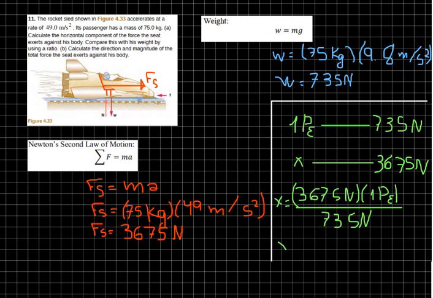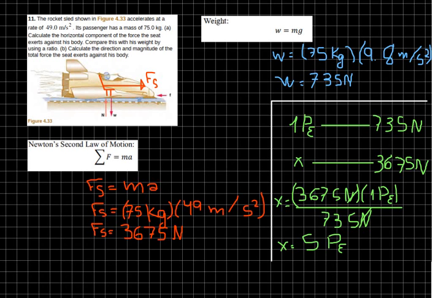Alright, so here we can cancel the newtons. What will remain is planet Earth. So 3,675 multiplied by 1 is going to be the same, but that divided by 735 is going to be 5 planet Earth. Alright, so 5 planet Earth would exert that force on his back.